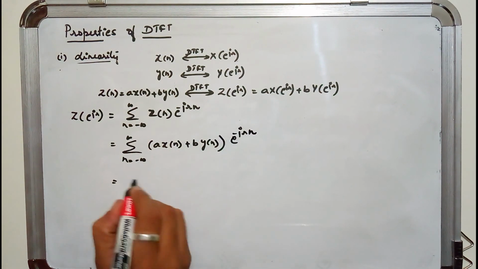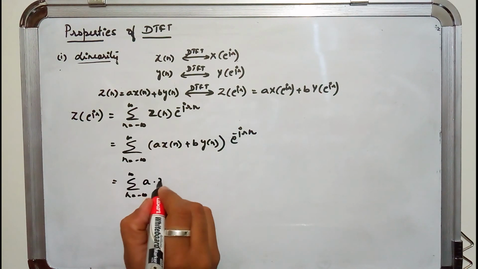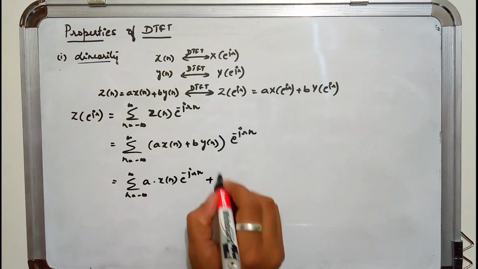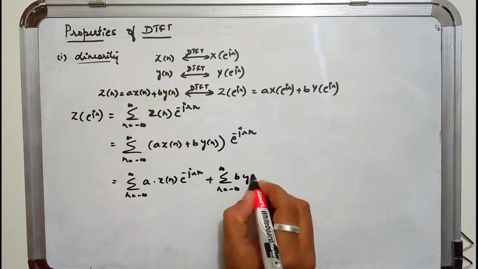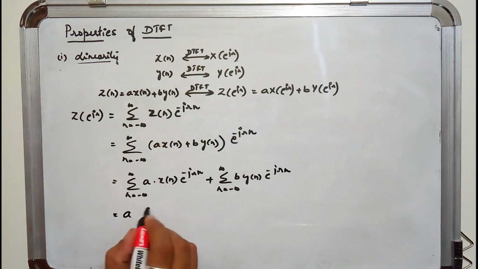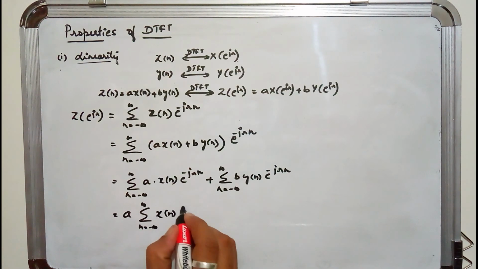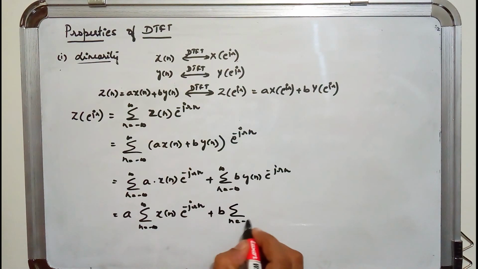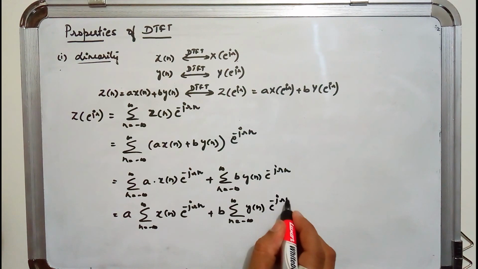So summation n equal to minus infinity to infinity, z of n is a into x of n plus b into y of n, into e power minus j omega n. So this will be summation n equal to minus infinity to infinity a into x of n into e power minus j omega n, and if I split this summation, plus summation n equal to minus infinity to infinity b into y of n e power minus j omega n. So this will be equal to a into summation of x of n e power minus j omega n plus b into summation of y of n e power minus j omega n.